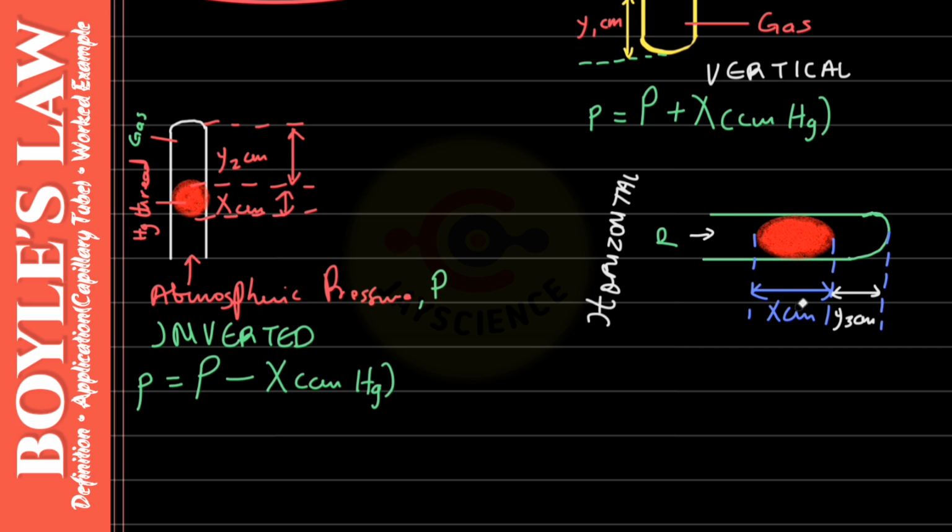Then the third case scenario is when the tube is lying horizontally. Your atmospheric pressure is here, and X centimeters is the pressure due to the column of the mercury thread, and you have your gas right here. If you want to compute the pressure of this, the gas pressure will be equal to the atmospheric pressure. And why is that? It is because the pressure due to this column of X is negligible.